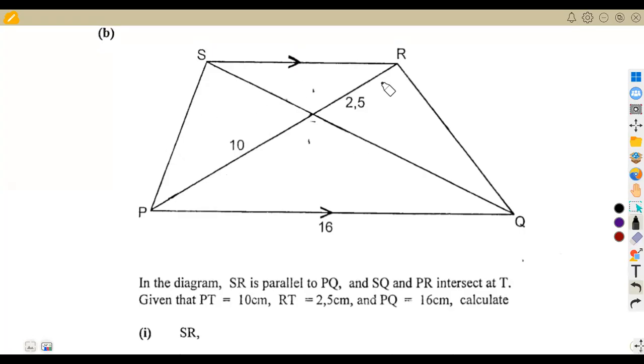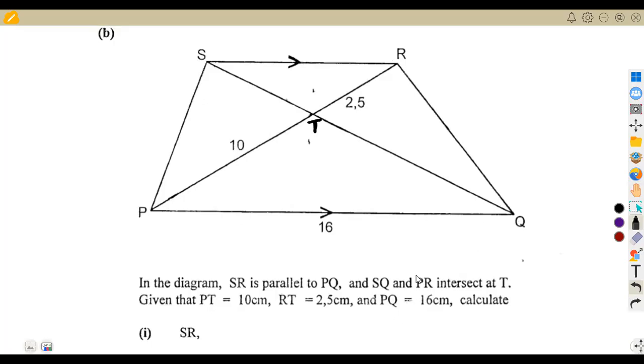We are having a trapezium, not a parallelogram, whereby these two sides are parallel, but the other two are not parallel. So from this trapezium, we are given the side SR and PQ being parallel, and also that SQ and PR intersect at T. So these two lines intersect at a point referred to as T. Given that PT is 10 centimeters, then from R to T 2.5 centimeters, PQ 16 centimeters.